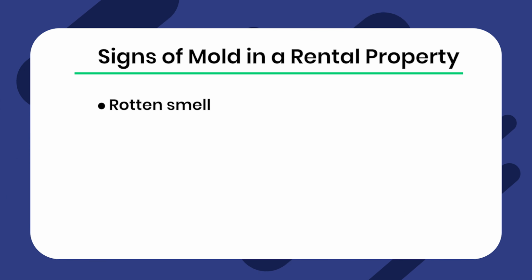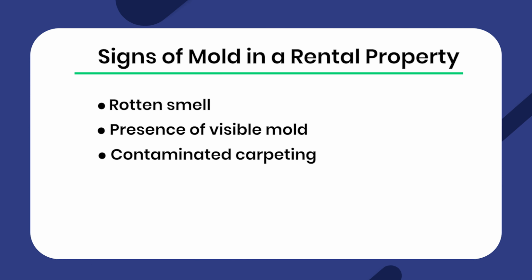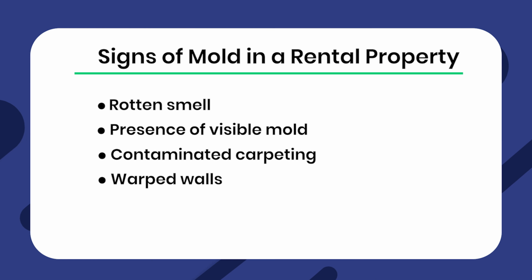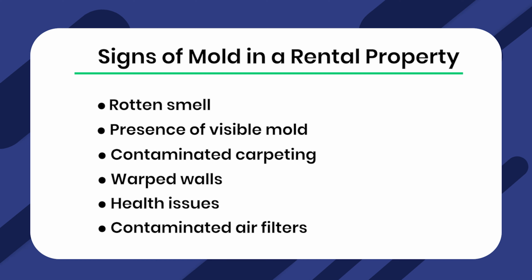The best way to get rid of mold quickly is catching it at the beginning. That is why it's super important to know what signs of mold to look out for in a rental property. Some of the clearest signs of mold in your rental property can include a rotten smell, of course, presence of visible mold, contaminated carpeting, warped walls, health issues, and contaminated air filters.